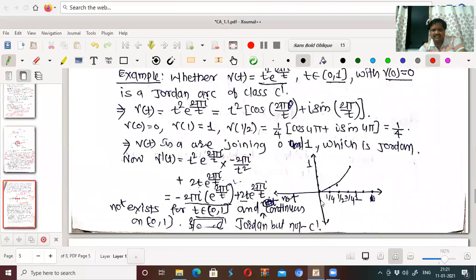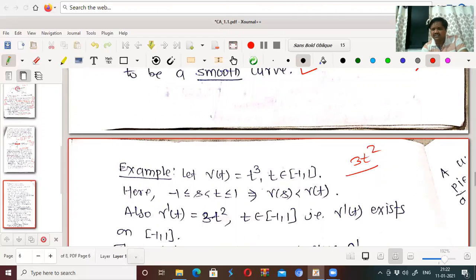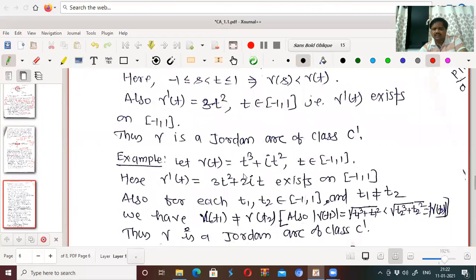Okay, what examples are there? Gamma t equal to t cube. What is its derivative? 3t square. Is it continuous? Obviously it is continuous. Therefore this is a smooth curve. Then t cube plus i t square. The derivative is 3t square plus 2it. This is also a polynomial function, therefore it is again continuous, and it doesn't intersect itself anywhere. Therefore all these are curves.